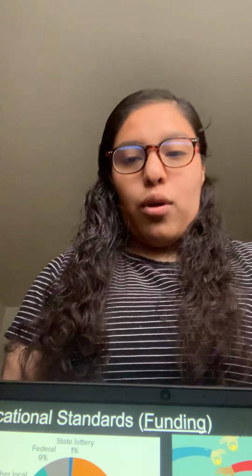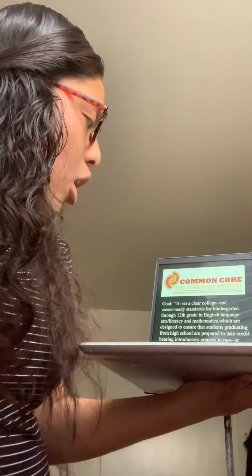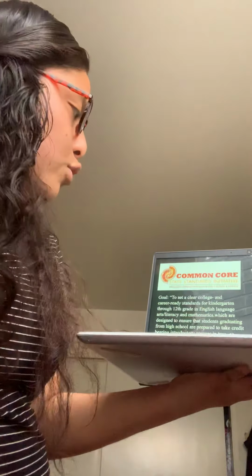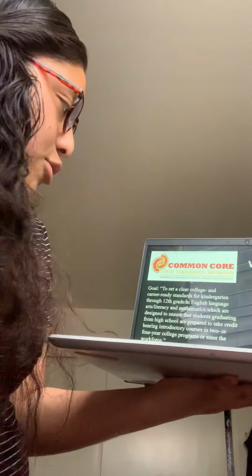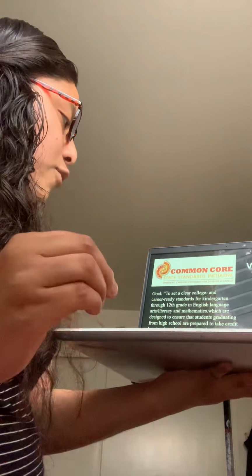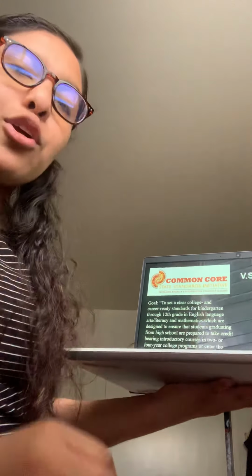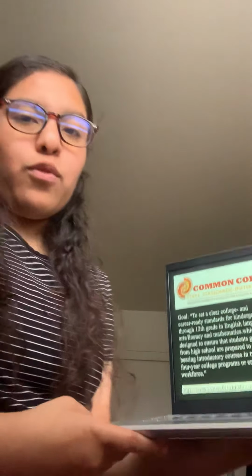The educational standards used in California today is Common Core. Common Core are educational standards that were created by governors, commissioners, educators, and lastly, teachers of 48 states. And its goal, according to the Common Core website, is to set clear college and career-ready standards for kindergarten through 12th grade in English language arts, literacy, and mathematics. It is designed to ensure that students graduating from high school are prepared to take credit-bearing introductory courses in 2 or 4-year college programs or to enter the workforce.